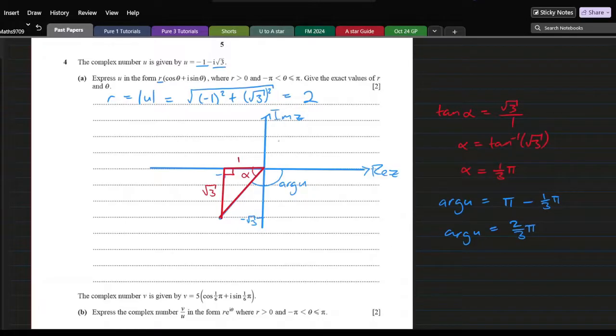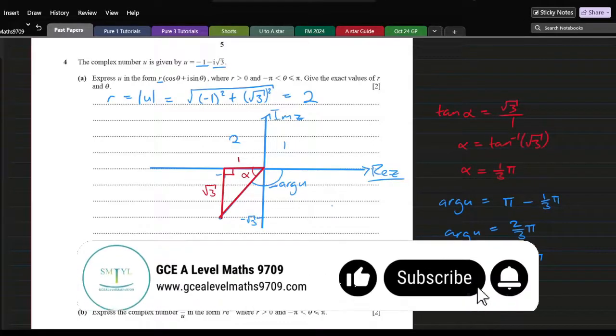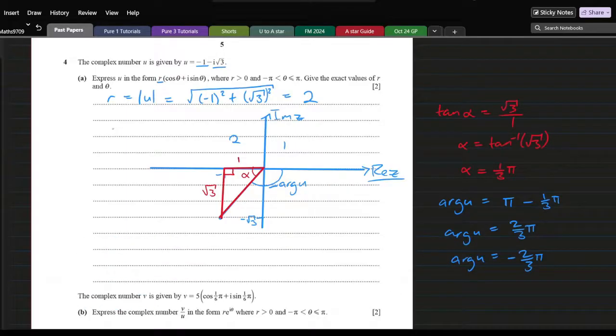But notice how our angle is below the real axis, so this means that our argument is actually negative. So at the end we have to conclude that arg u is negative 2/3 pi. If our argument was in these two quadrants, then we'd know that our argument is positive, but because it's in a quadrant that's below the real axis, it is negative. So theta, the argument of u, is equal to negative 2/3 pi.